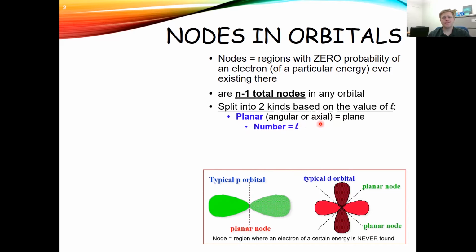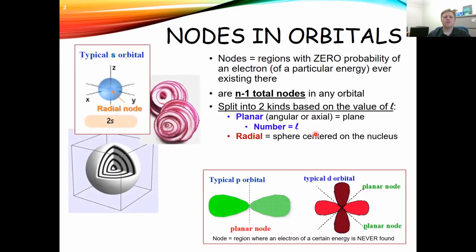so L. The other type of node is a radial node, which is a spherical node that wraps around the nucleus at a certain distance from the nucleus. So the radial node is a sphere, and the number of radial nodes is equal to the total number of nodes minus the number of planar nodes. So since there's n minus 1 total nodes and there are L planar nodes, the rest are going to be radial. So n minus 1 minus L radial nodes.